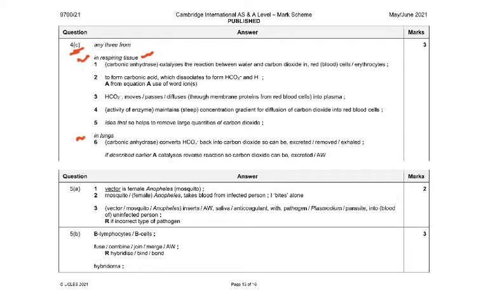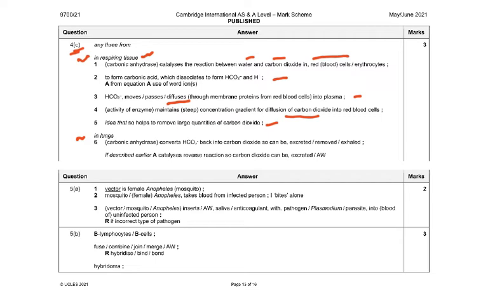different places where you're going to be talking about. In respiring tissues, the carbonic anhydrase catalyzes the reaction between water and carbon dioxide in red blood cells to form carbonic acid, which dissociates into HCO3 negative and H positive ions. HCO3 negative diffuses into the plasma through the membrane proteins from the red blood cells, then maintains the steep concentration gradient for diffusion of carbon dioxide into red blood cells, then helps to remove large quantities of carbon dioxide.